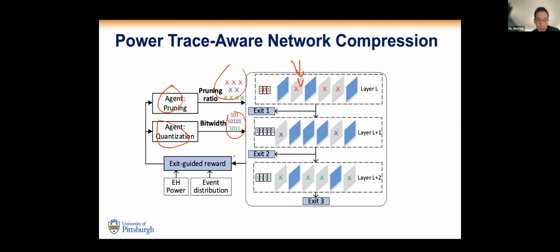And after you apply it to the network, we have this exit guided reward calculation. In this reward calculation, we are going to take the energy harvesting power trace and the event distribution into consideration. Okay, and then basically what we are saying here is that under this kind of event distribution and energy harvesting power trace, what is the network that's going to give you the most accuracy? And this search process goes over and over again until it converges.